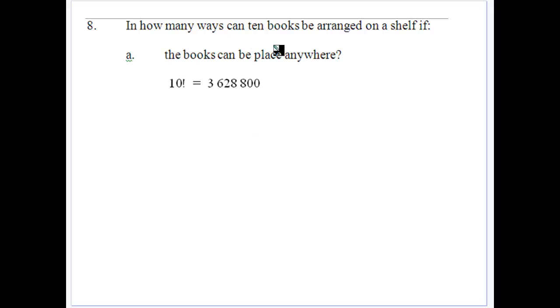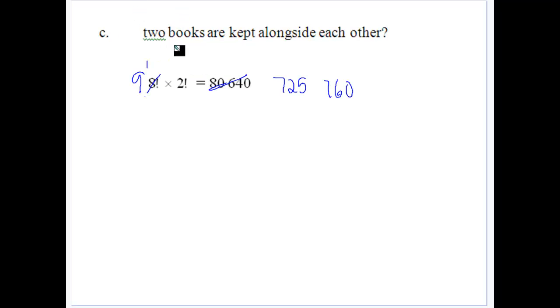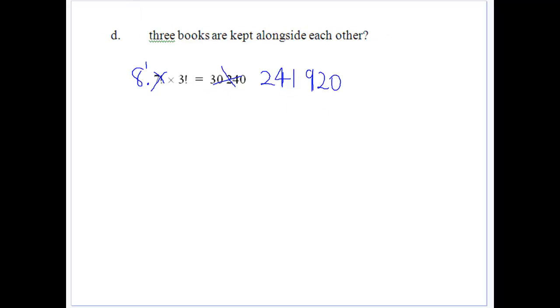This time we've got books. 10 books are being arranged on the shelf. The books can be anywhere, it's 10 factorial ways. If one book must be first in line every time, then the other books can be arranged 9 factorial ways. 2 books are kept alongside each other. Well, again, treat them as one group, one pair as a group. So that can be arranged 9 factorial ways. And again, those 2 books together can be arranged 2 factorial ways, which gives us that many ways in which we can organise our books.